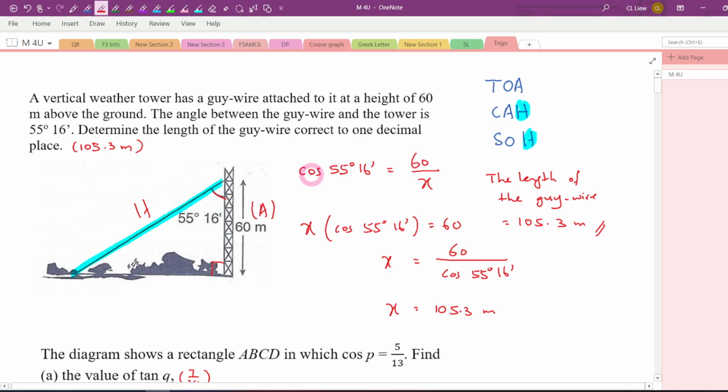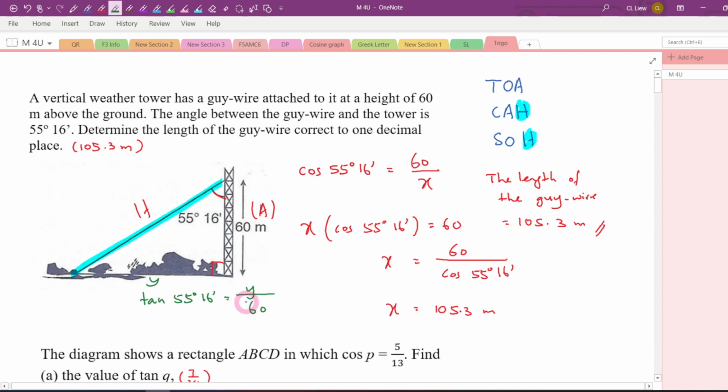Why not sine? Why not tangent, right? So now try to think. If you are using tangent, tan 55 degree 16 minutes is equal to TOA, right? Tangent, opposite divided by adjacent. So opposite will be here, okay, let it be y. Adjacent, but this side is not the side that we want to find the length for. That's why we do not use this.